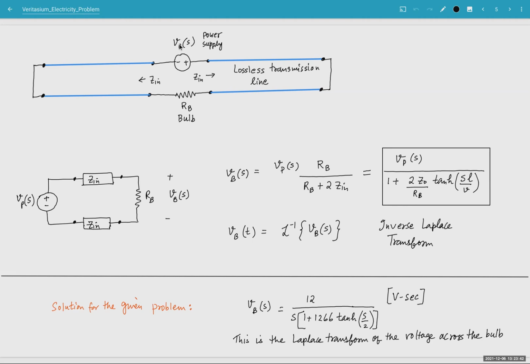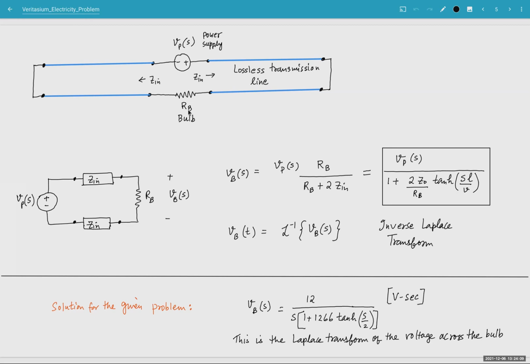This is the power supply that is applied, and this is the resistance of the bulb. And these transmission lines are modeled by the input impedance that's shown on the previous page. And so the whole circuit becomes like this. This is a fairly simple circuit to solve. It's a voltage divider. So the voltage appearing across the bulb, which is what we are going to calculate, is V sub B. B stands for bulb.